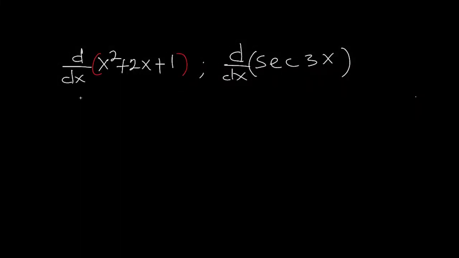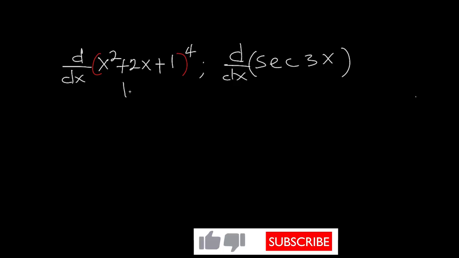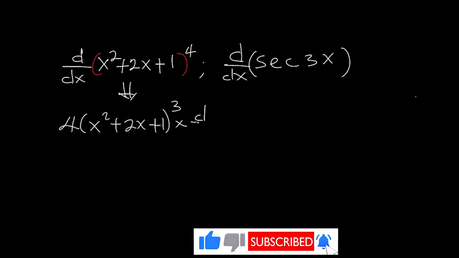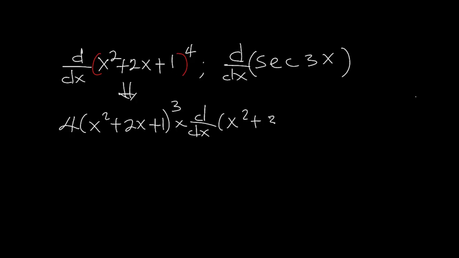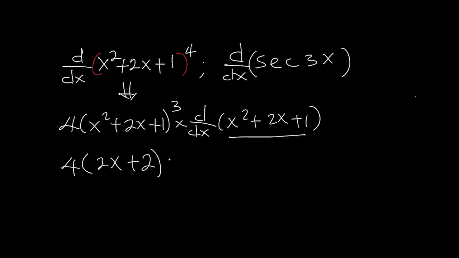The two questions we have here, we are told to differentiate with respect to x. This one has power 4. The derivative will be equal to the power coming to the front, times the expression, the base, and then the power minus 1, times the derivative of the expression. Differentiating this one, we're going to have 4 times 2x plus 2, times this one. That's it for that one.